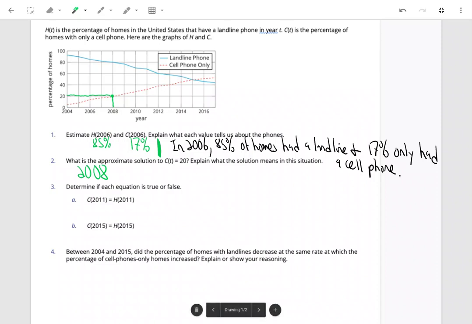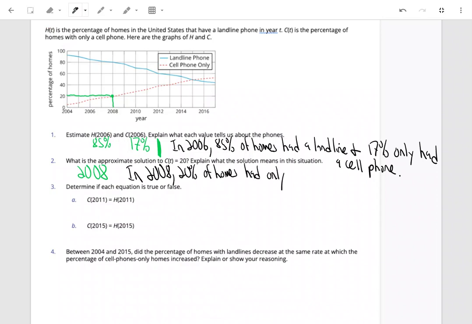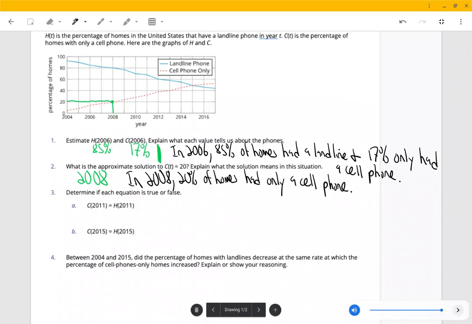Explain what the solution means in this situation. Okay, we're going to use the same thing as before. So in the year 2008, 20% of homes had only a cell phone. In 2008, 20% of homes had only a cell phone. Okay, so that's our answer for number two.